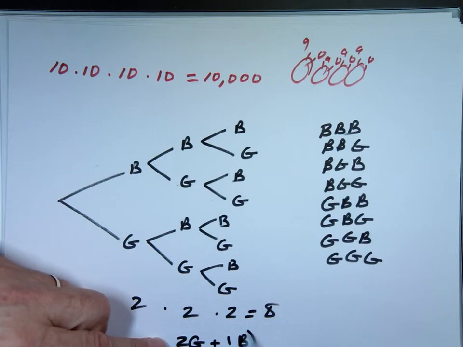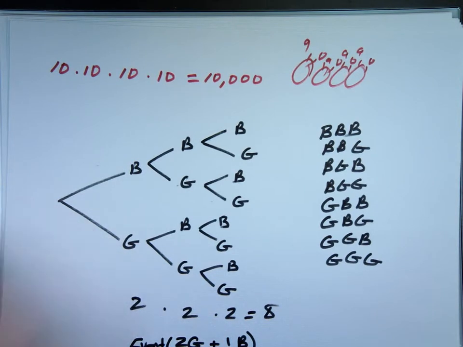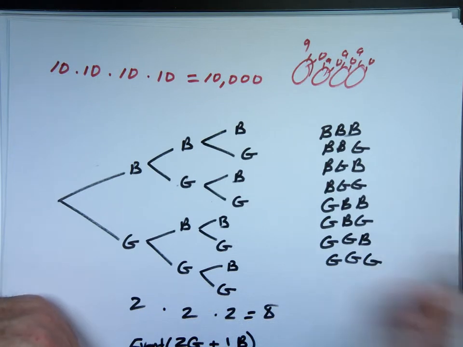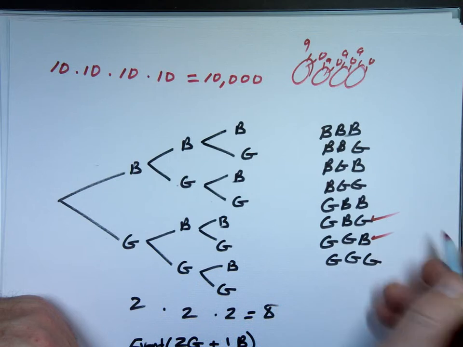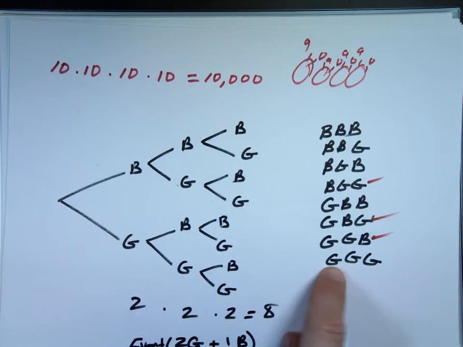if you define the event as having this, 2 girls and 1 boy, that's not a simple event. It could happen by 2 girls and 1 boy. Let's see, what are there? There's this case, that's this case, and that's this case. If I say, what's the chance of having 3 girls? Can't simplify that. It's only one case. Can't be broken down anymore.